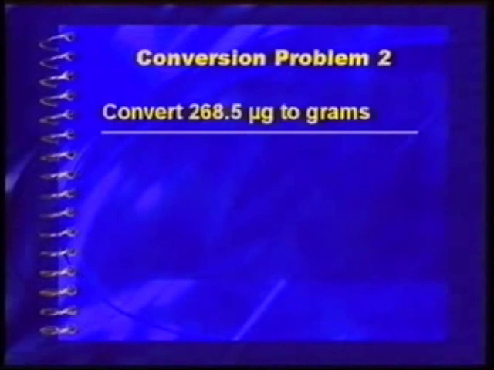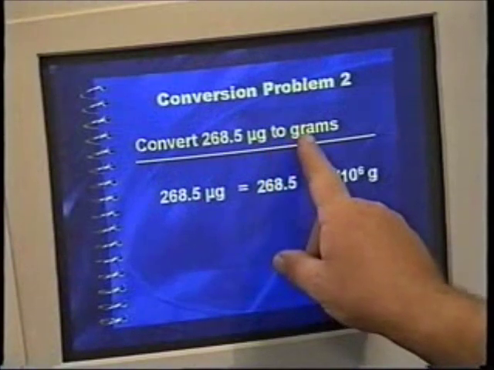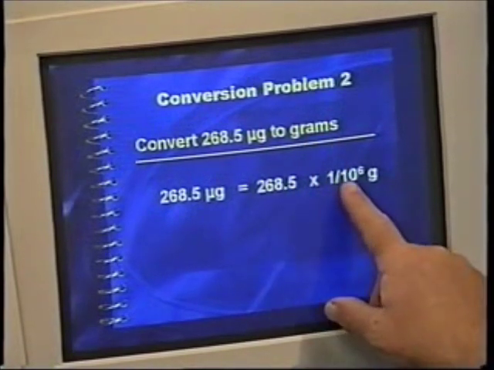Problem 2, a little bit more difficult. That's the way it normally will go. We start with an easy problem and then get into the more difficult problems. Problem 2. Convert 268.5 micrograms to grams. Now, a microgram is 1/1,000,000th of a gram. So we're going to get a number with a lot of zeros in front, because we're going to get a very small number. Here we go.